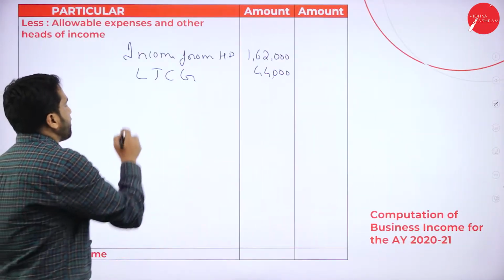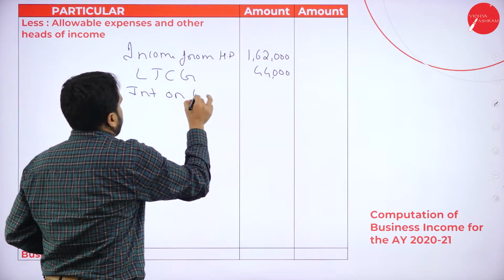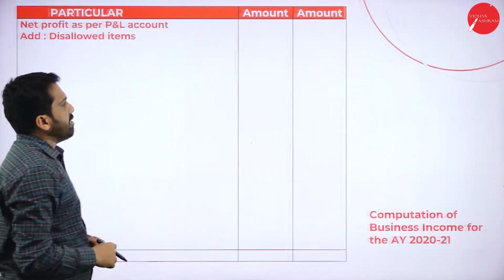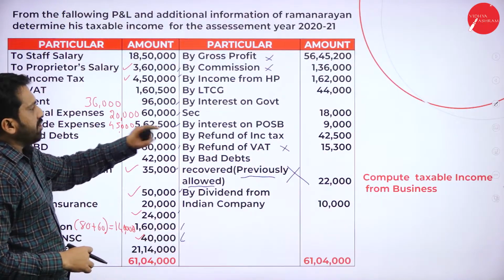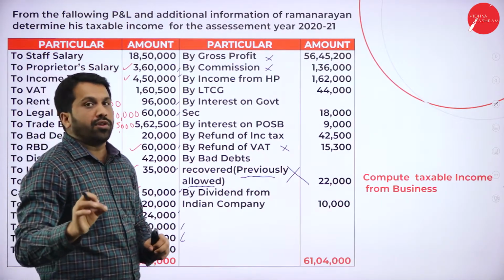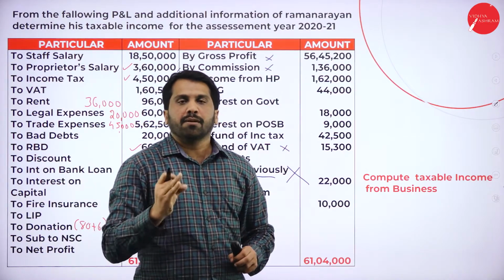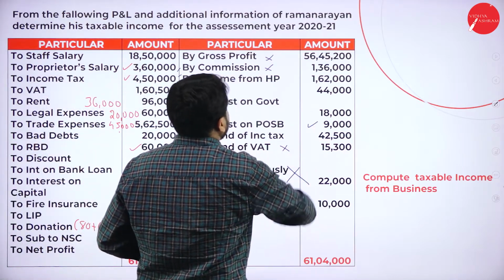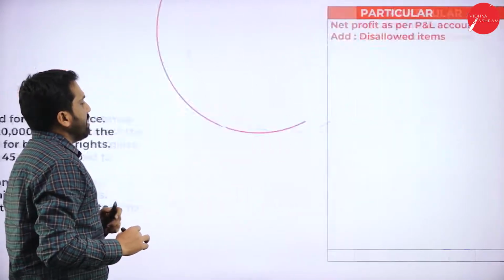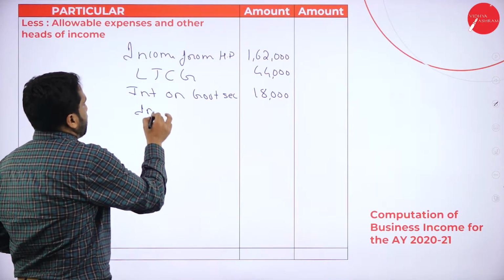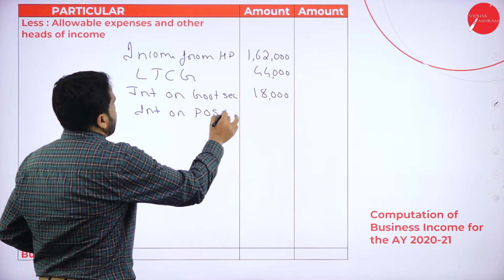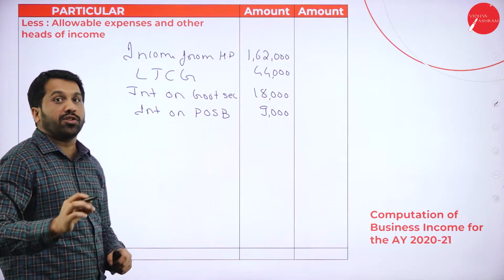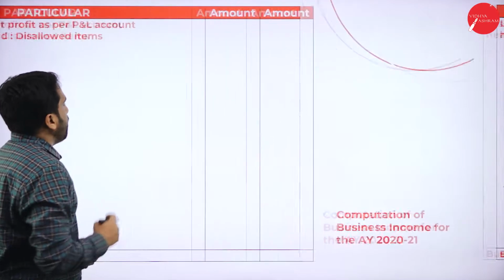Interest on government security, 18,000. After this, we have interest on POSB, which stands for Post Office Saving Bank Account. POSB is 9,000. Interest on Post Office Saving Bank Account. Now, we are done with this.